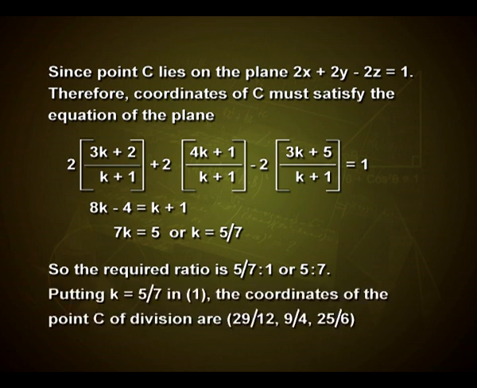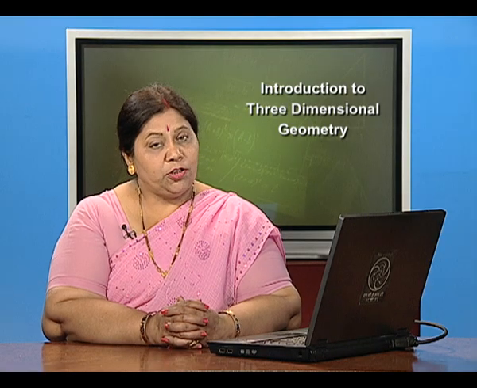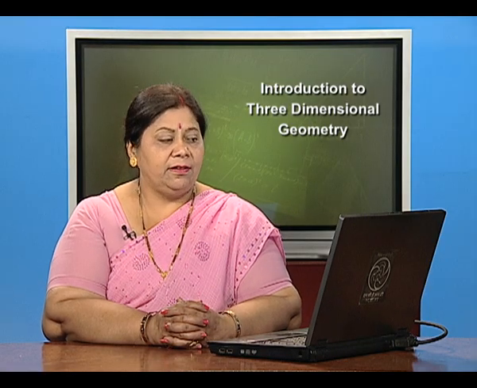Putting k = 5/7 in the first expression, the coordinates of the point C of division are (29/12, 9/4, 25/6). Let us look into one more interesting example here.